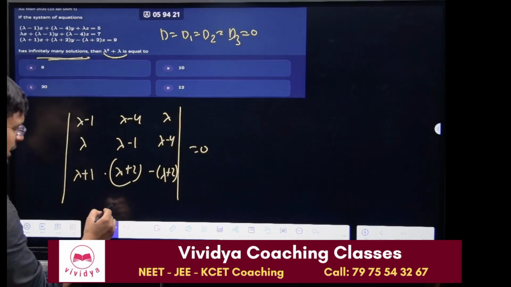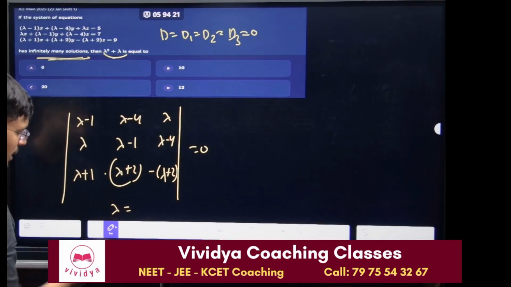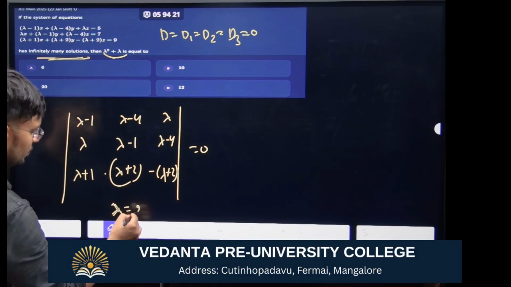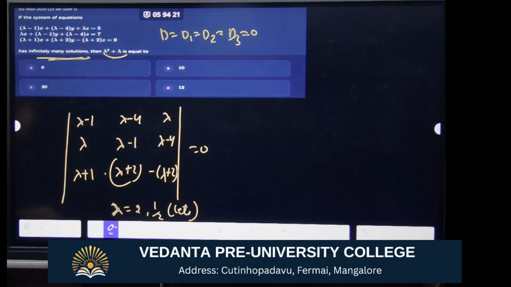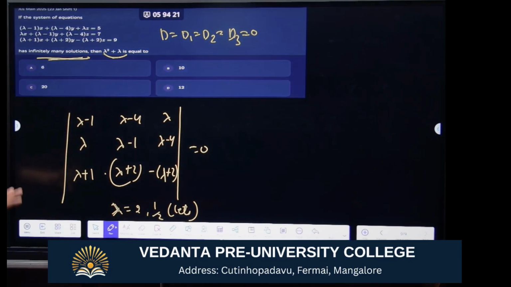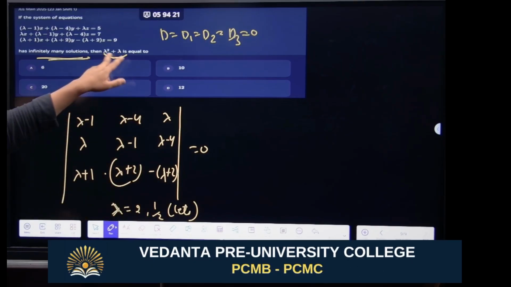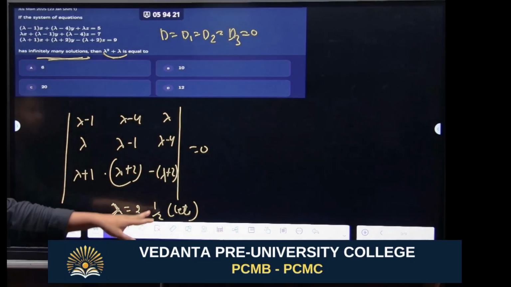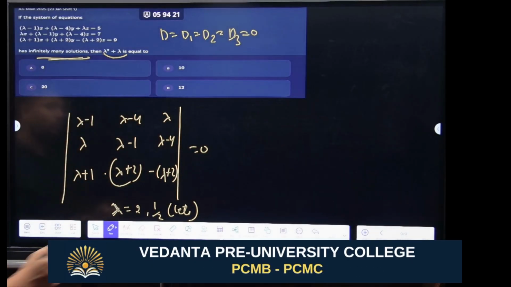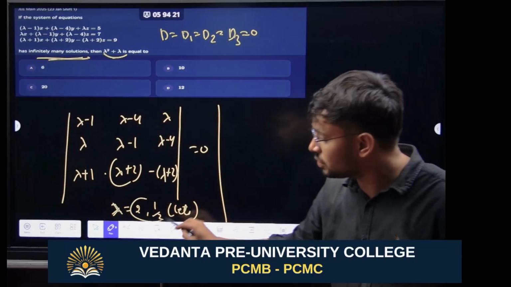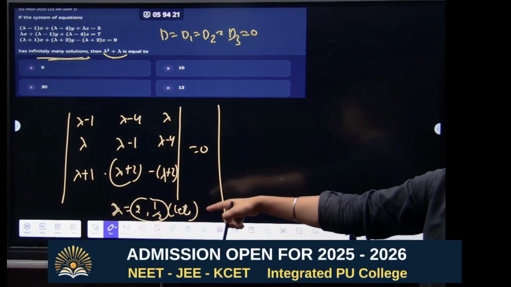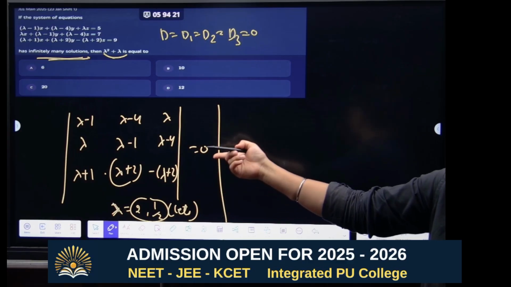You simplify this because this is a bit calculative. If you simplify, there will be two values of lambda coming. I solved it, but I forgot right now. There will be two values of lambda. Let's say 2 or 1 by 2, for example. But of these two values of lambda, which value do we have to use? Right now we cannot say. Now we have to verify which lambda we are actually going to use. Are we going to use any one of the lambda or both?